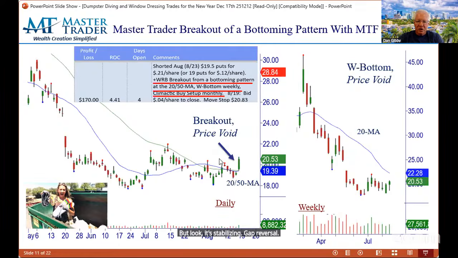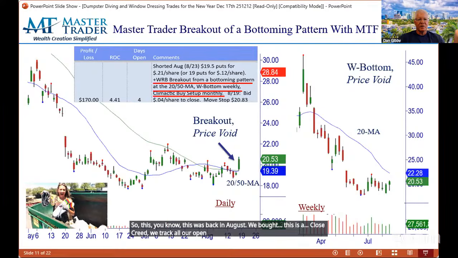Remember, that was one of the concepts, multiple time frame analysis. I have a W retest with a price void. So this was back in August. We bought, this is a closed trade. We track all our open and closed trades for subscribers.